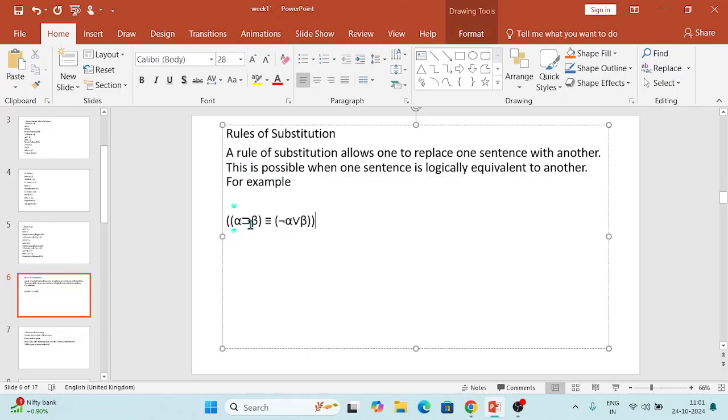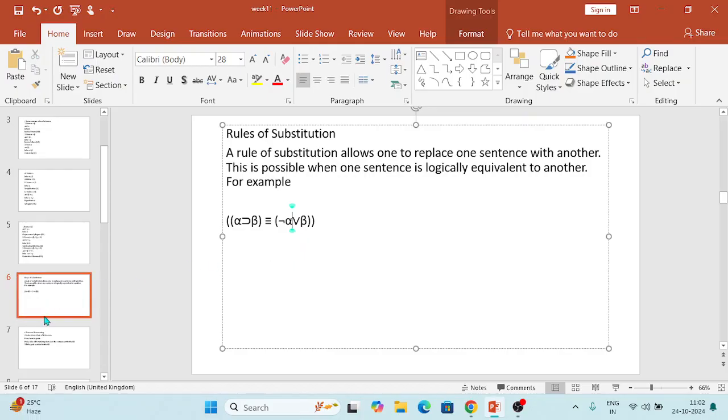If we are having alpha implies beta, this is equal to not alpha or beta. If you want to change anything in the solving, alpha implies beta can be written as not alpha or beta. If you're having not alpha or beta, you can write that as alpha implies beta. This is very important, you need to remember alpha implies beta. If you want to write it in another way, that is not alpha or beta. This is called the rule of substitution.